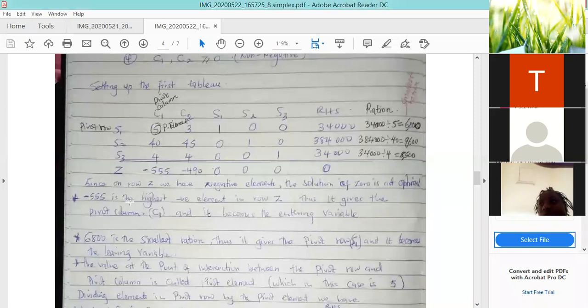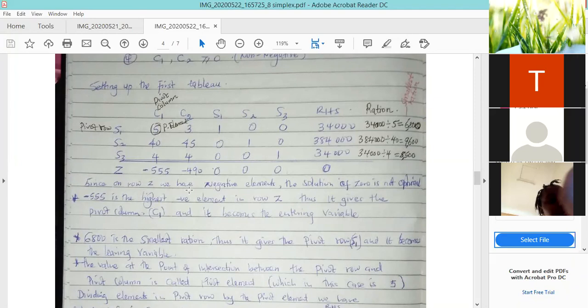We ask ourselves, do we have any negative element in row Z? If yes, then the solution is not optimal. If all these were positive, I repeat, if all these were positive, then we would have said the solution of 0 is equivalent to the highest value possible, and it's actually our optimal value. But now we still have some negatives on our Z row, and so we cannot call the value 0 here our Z optimal. Because of these negatives, Z is not yet optimal.